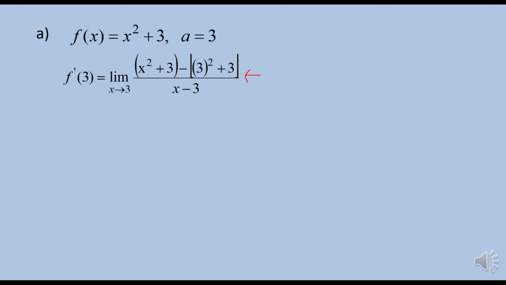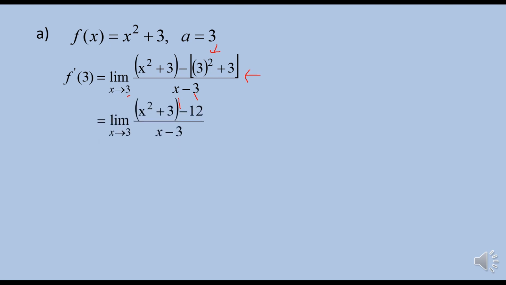you need to find out what is f prime a, given by the limit when x approaches a, you substitute with 3. Then f(x) minus f(a). So f(x) is x squared plus 3 minus, this one is f(a). So what is f(a)? You substitute x with a. Then we get 3 squared plus 3, over x minus a. So x minus 3. Just substitute the value into the function.